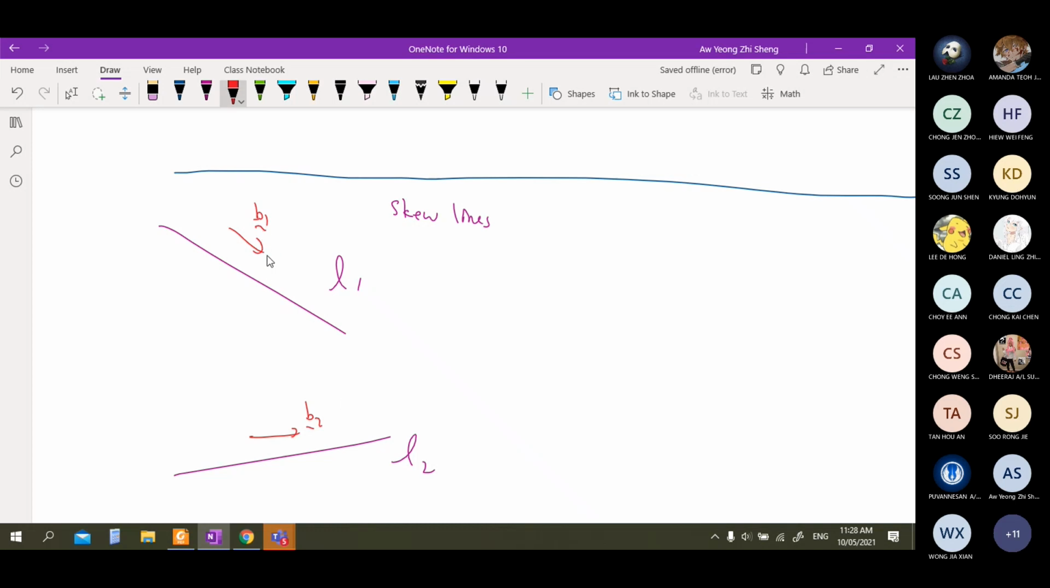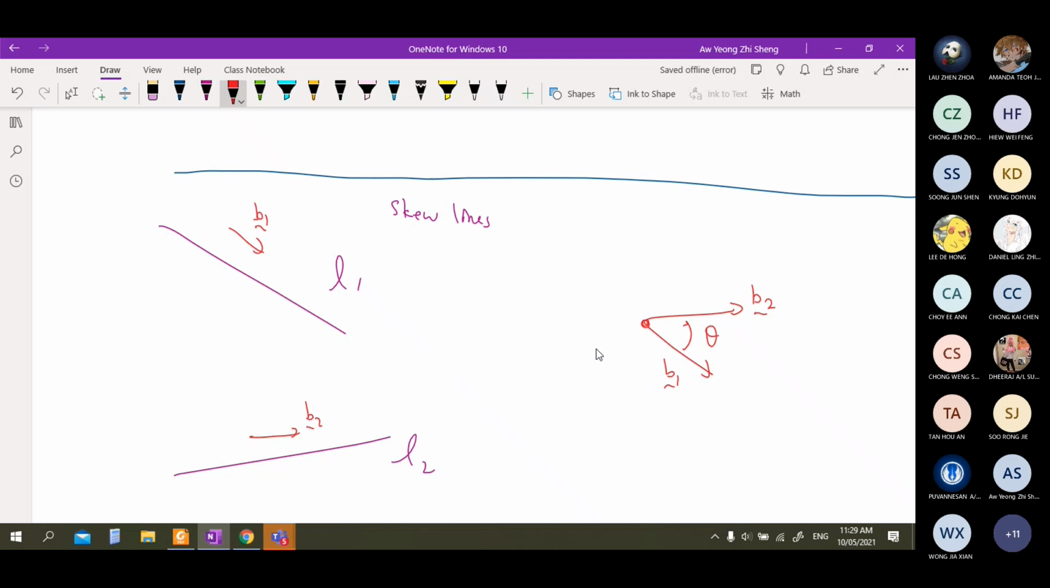So direction vectors, they are vectors, they are free. So of course you can move the vectors around such that B1 goes this way, B2 goes this way, the direction maintained. And now that they are diverging, you can find the angle between them. And so even for non-intersecting lines, you are able to find the angle between the two lines, because the angle is just defined as the angle between the direction vectors.